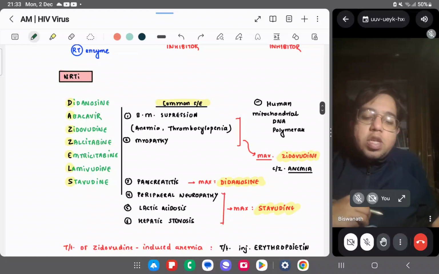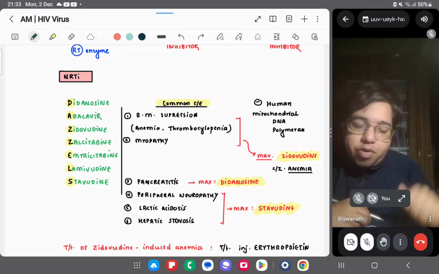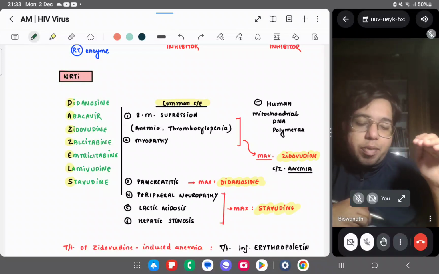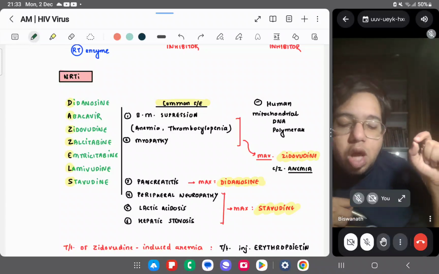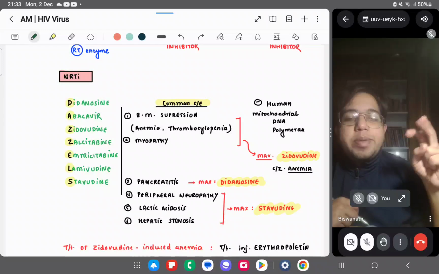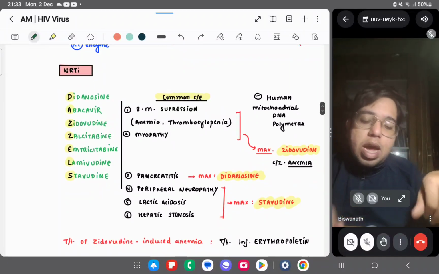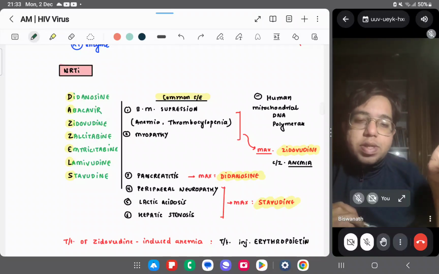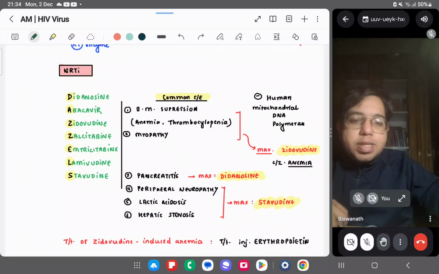NRTI. So first of all, you remember the "-udines". Stavudine, Lamivudine, Zidovudine. All the "-udines" are NRTI. We can have two citabines. Citabines means not Mr. Beans. Okay. Two citabines: Zalcitabine, Emtricitabine. And two other drugs that you remember, Didanosine and Abacavir. Okay, you have to remember this list. First, three "-udines", two citabines, two miscellaneous.